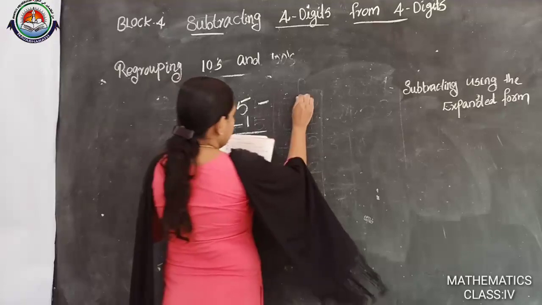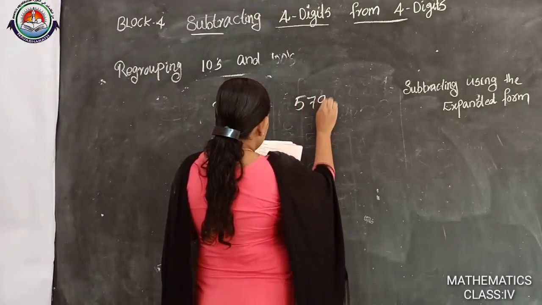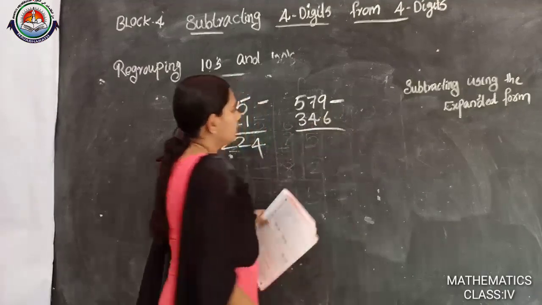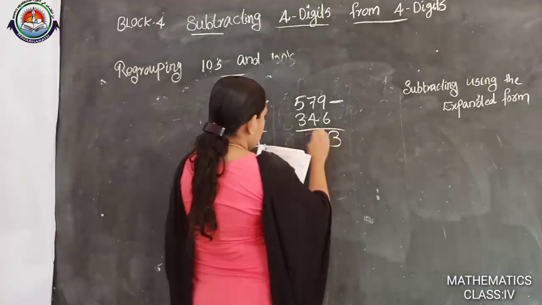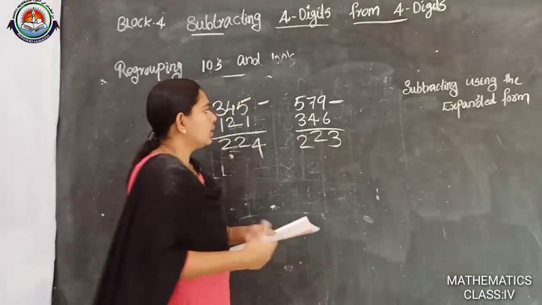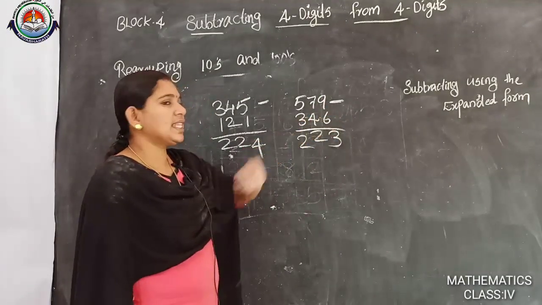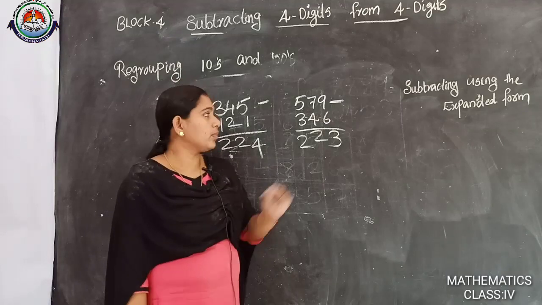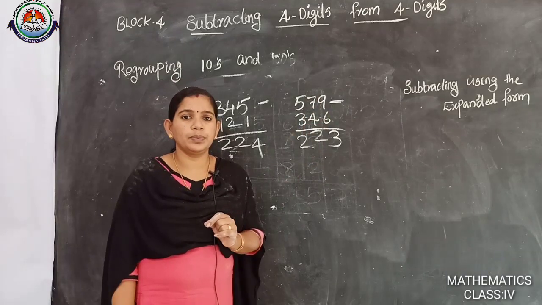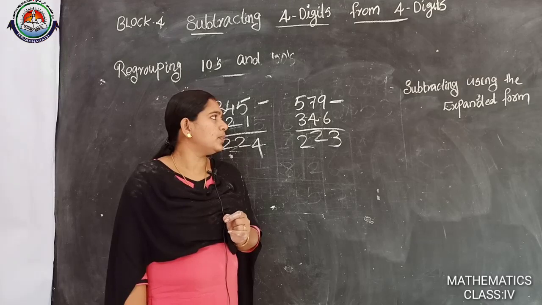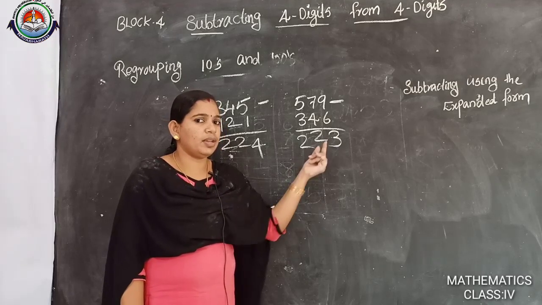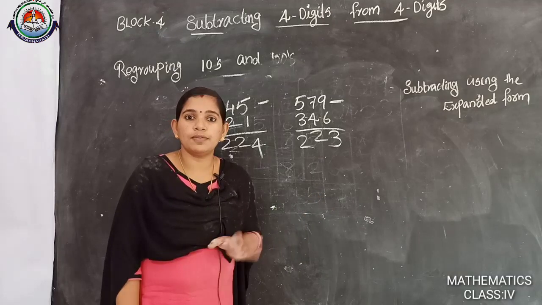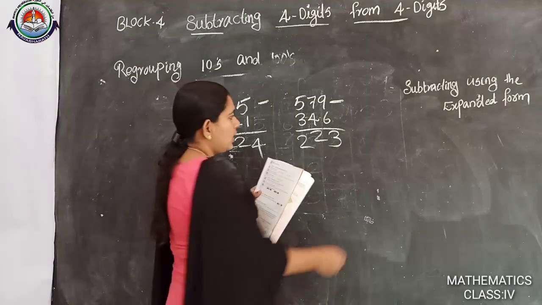Second number, 579 minus 346. Answer is 322. 9 minus 6 is 3. 7 minus 4, what's the value of 7 minus 4? 3. But here it is written 2. So is this true or false? False.